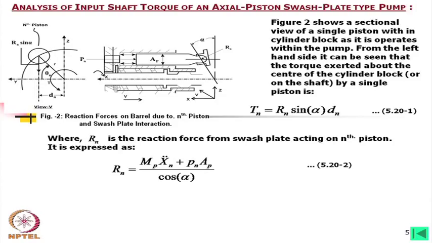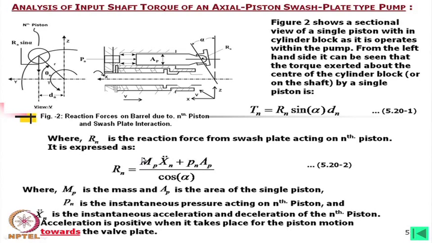Rn, I have already mentioned, is the reaction force, and instead of the ith piston we have considered the nth piston here. Now we have written that Rn is equal to Pn into Ap, where Pn is the pressure at the nth chamber piston, which is having the area. This is not the diameter, actually this is the area. So, Pn into Ap is the pressure force acting on the pistons, and we have considered the dynamic force, with Mp the mass of the pistons and Xn the acceleration, and that force is acting in this direction.